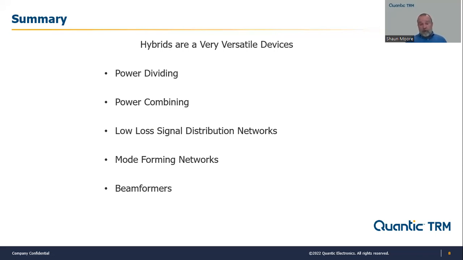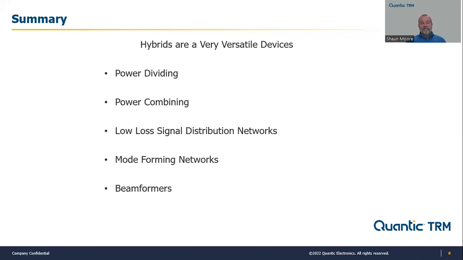The other thing that I haven't talked about here so far is you can use a 0-180 hybrid as a balun feed network, for example, for antennas. So there are lots of other applications that I haven't discussed here where a hybrid can be used with great success.